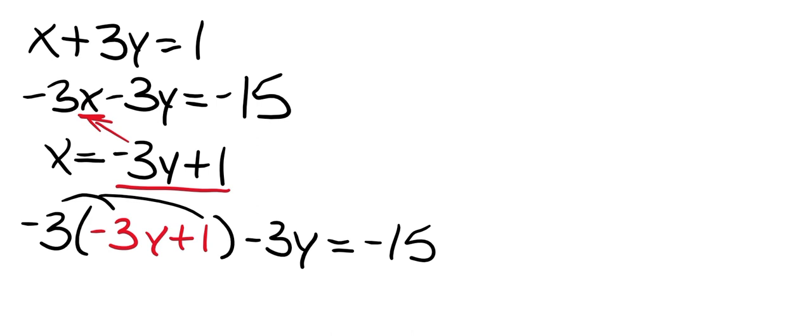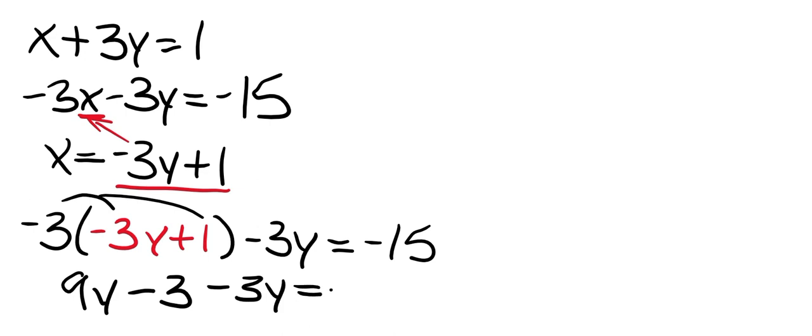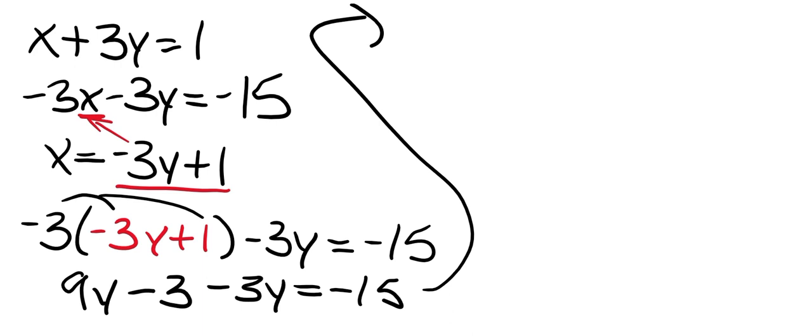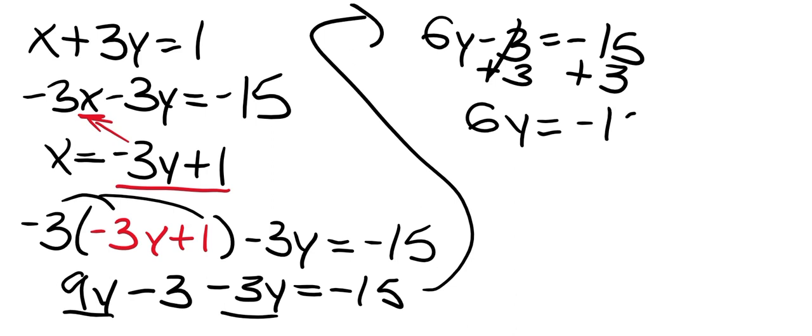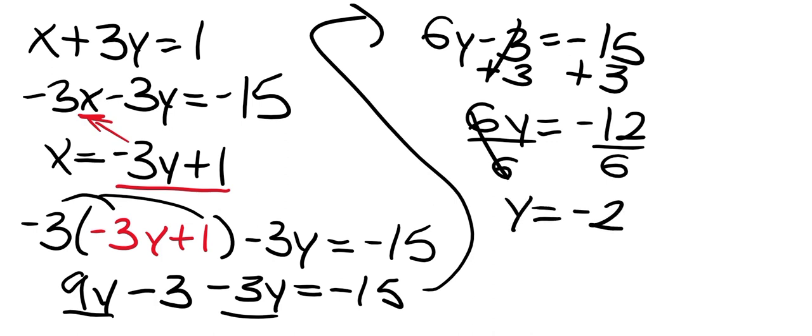Then we're going to distribute the negative 3, 9y minus 3 minus 3y equals negative 15. We're going to bring this up to the top, and we're going to combine like terms. 9y minus 3y gives us 6y minus 3 equals negative 15. Next, we're going to add 3 to both sides to give us 6y equals negative 12. And then to get y by itself, we divide by 6 to get y equals negative 2.